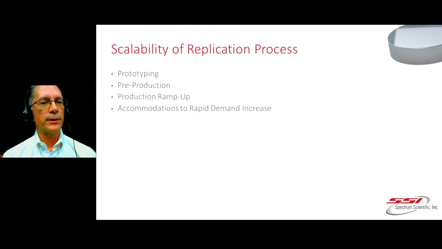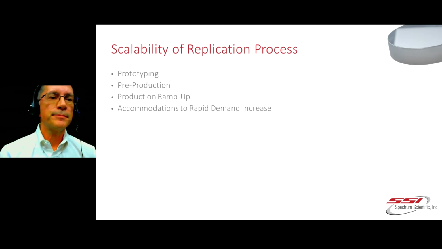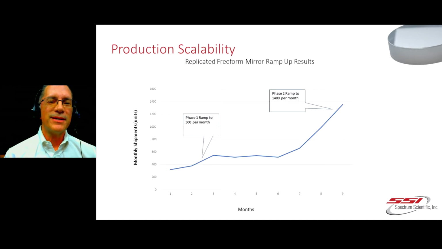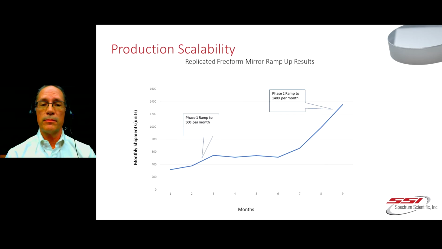So speaking of scalability, this is my segue slide to that topic. What more can I say? Well, I'm going to dive in right now. Here's an example of a freeform mirror we started a few years ago. A little background on this mirror. These freeform mirrors were less than lambda over 10 peak to valley. That was a requirement. Less than 10th wave peak to valley. These are biconics with aspheric terms, or it was a biconic mirror with aspheric terms.